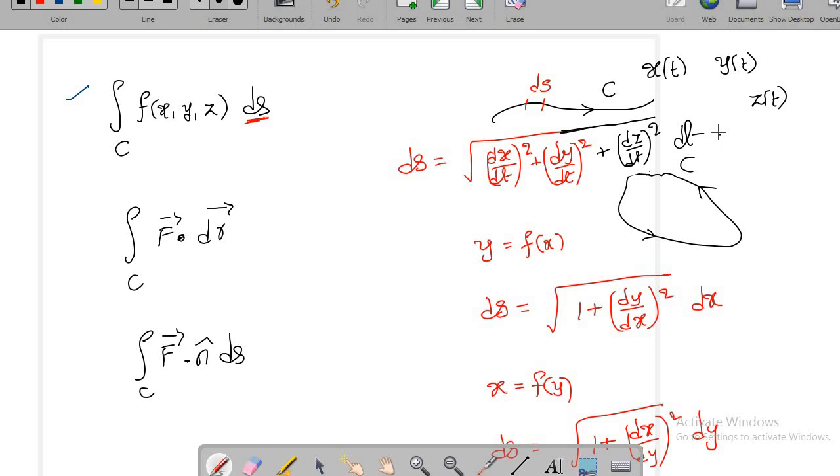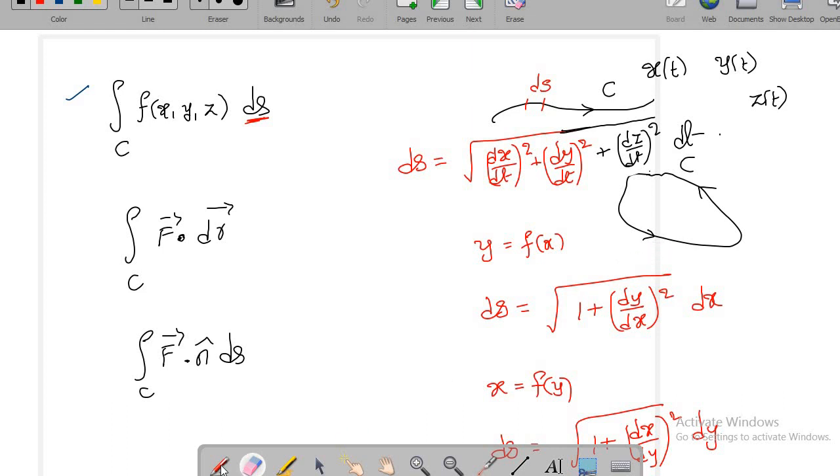Suppose you take a curve in 3-dimensional space, you can have this formula. But here you cannot say that y is a function of x comma z. What you can say is y is a function of x and z is also a function of x. Maximum it can happen here, z is a function of x. So in that case, you'll have dz by dx whole square as well.